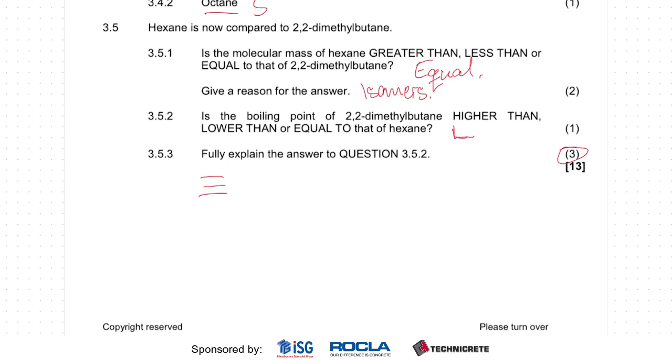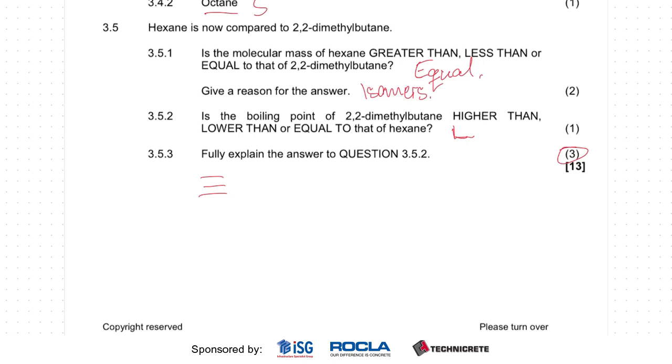So what we could say is 2,2-dimethylbutane has a more branched structure, so smaller surface area over which intermolecular forces act. Therefore, the intermolecular forces are weaker, and you can name the forces van der Waals or London forces. Therefore, lesser energy is needed to overcome the intermolecular forces. Yeah, and that gives you the marks.